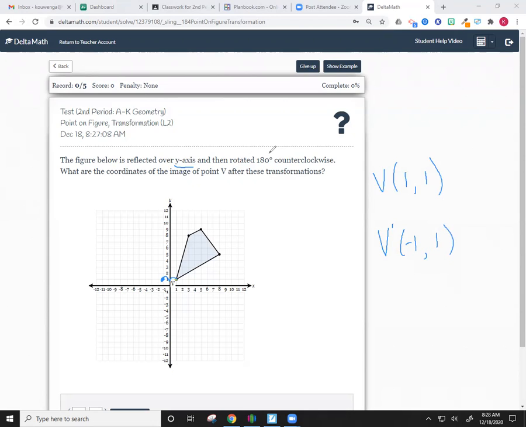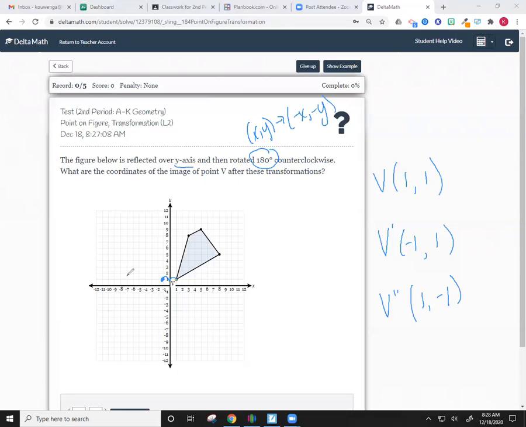Then it says rotate it 180 degrees counterclockwise. That rule is (x, y) maps to (-x, -y). Again, you can look that up, it's not a secret. So we can just change our signs. V double prime is going to end up at +1, -1.